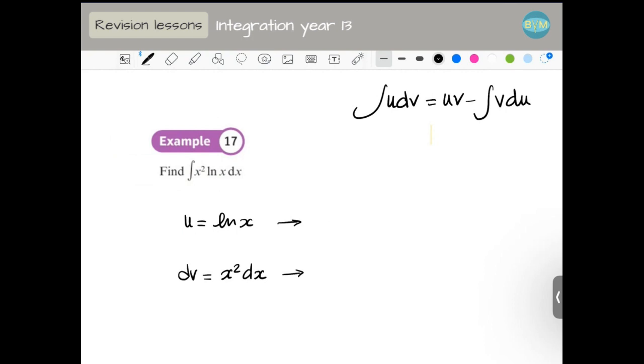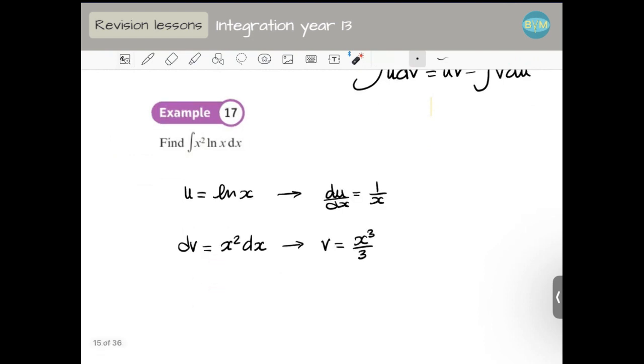So du would be 1 over x, or du by dx, 1 over x, yeah? And v would be the integral of x squared, which is x cubed divided by 3. So it just becomes higher, but still is going to be okay, yeah? So I just integrated dv to have v. I integrated one. Let's substitute.